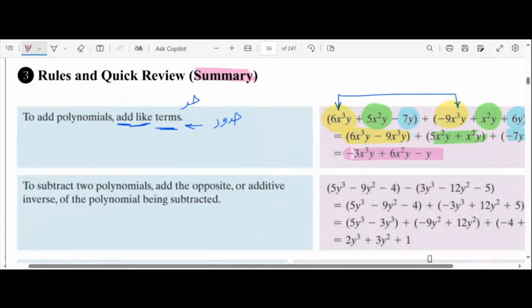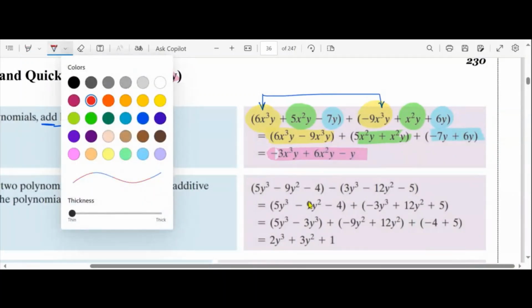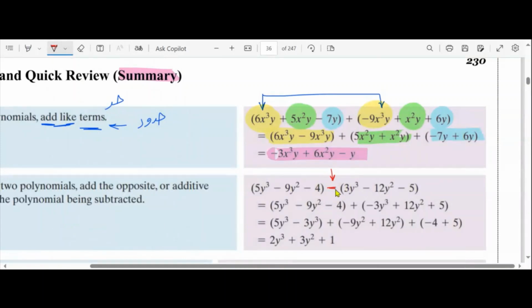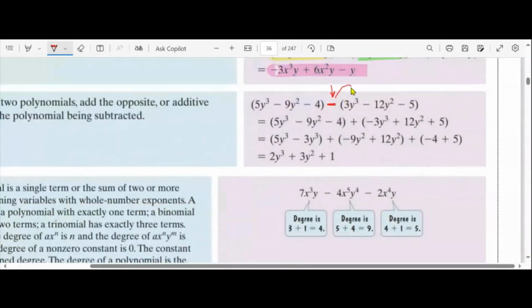To subtract two polynomials, add the opposite or additive inverse of the polynomial being subtracted. So take a look here. You see here? What sign is this? Subtraction. So what do I mean by subtraction? What should I do? I have to multiply the subtraction how many times inside? 3 times. So it changes the sign.